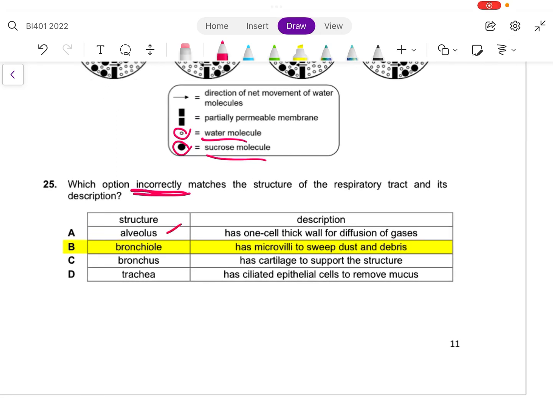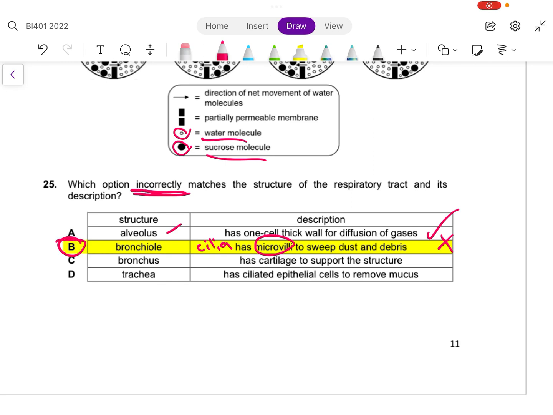Okay, so structure, alveolus, one cell thick wall for diffusion of gases. This is correct. Bronchiole has microvilli to sweep dust and debris. This is not correct. The word shouldn't be microvilli, it should be cilia. Microvilli is for absorption. So B is actually the answer already.